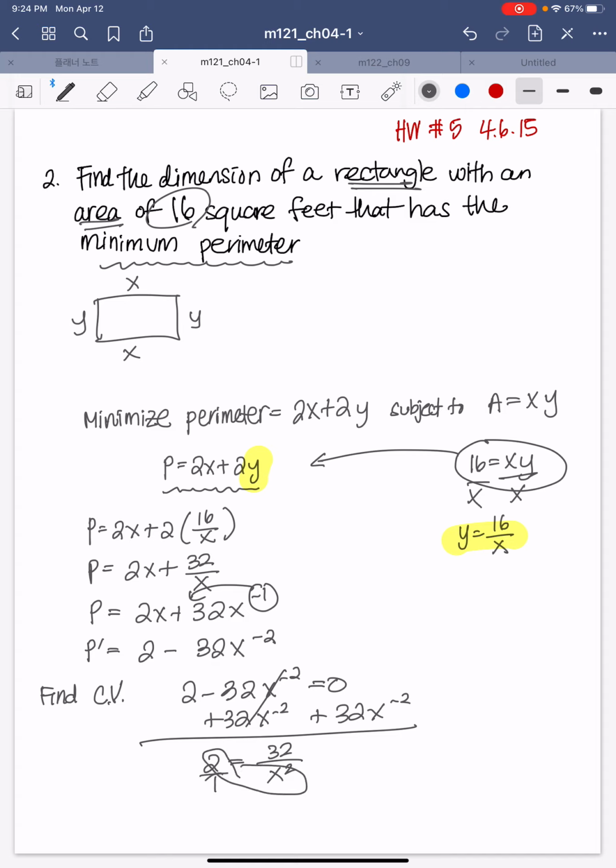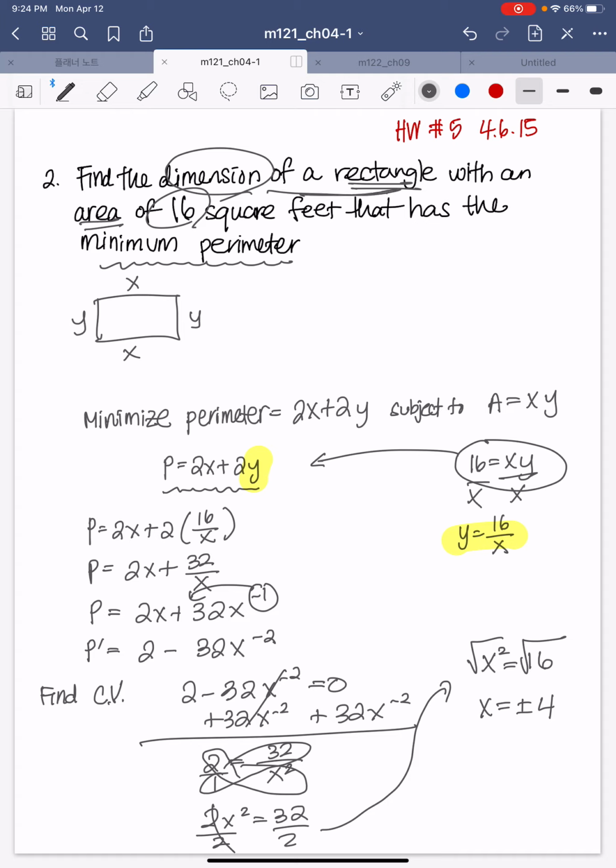So we can set up cross multiplication. I have 2x squared equal to 32. Divided by 2, I get x squared is equal to 16. To have x by itself, I'm going to take the square root. So x ends up being plus or minus 4. Now, because we are talking about the length of a rectangle dimension, I'm going to exclude the negative value. You cannot have a negative length. So the only appropriate x value is 4. Okay? So that's our x value.